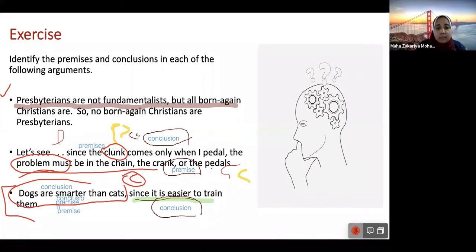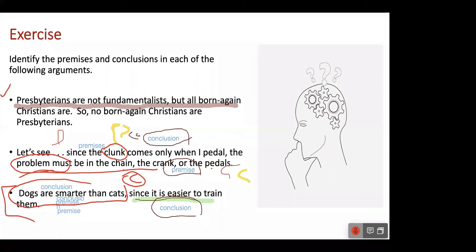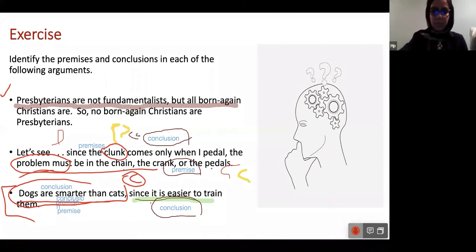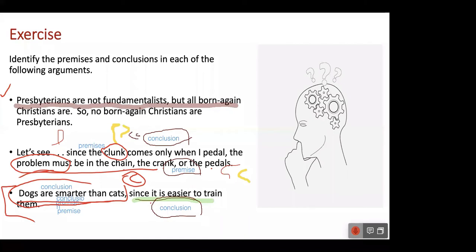I think using since would support that it's easier to train is the premise. Right, yes. So this claim serves as a premise, or as evidence, for why dogs are smarter than cats. And the giveaway is the word since. Here you don't have any giveaway words, but usually since goes before a premise, and words like therefore are an indicator of a conclusion. All right.